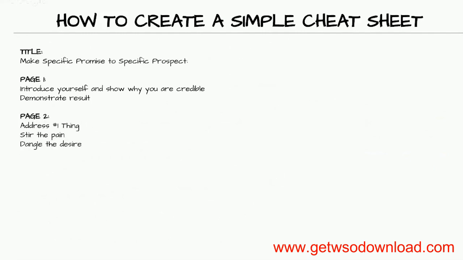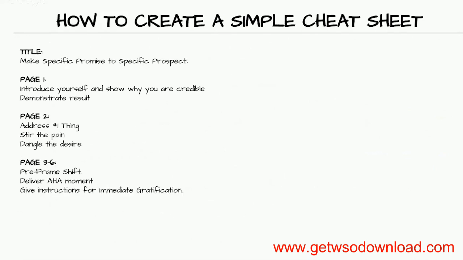Page 2. Address the number one thing they want to know. Stir the pain and dangle the desire. Okay. So really, really talk about what it is they're struggling with, the thing they want, and stir the pain a little bit. Talk about the things they've tried. All right. Dangle the desire. Would you like to learn how to do this? Okay. That's what you do on page 2.